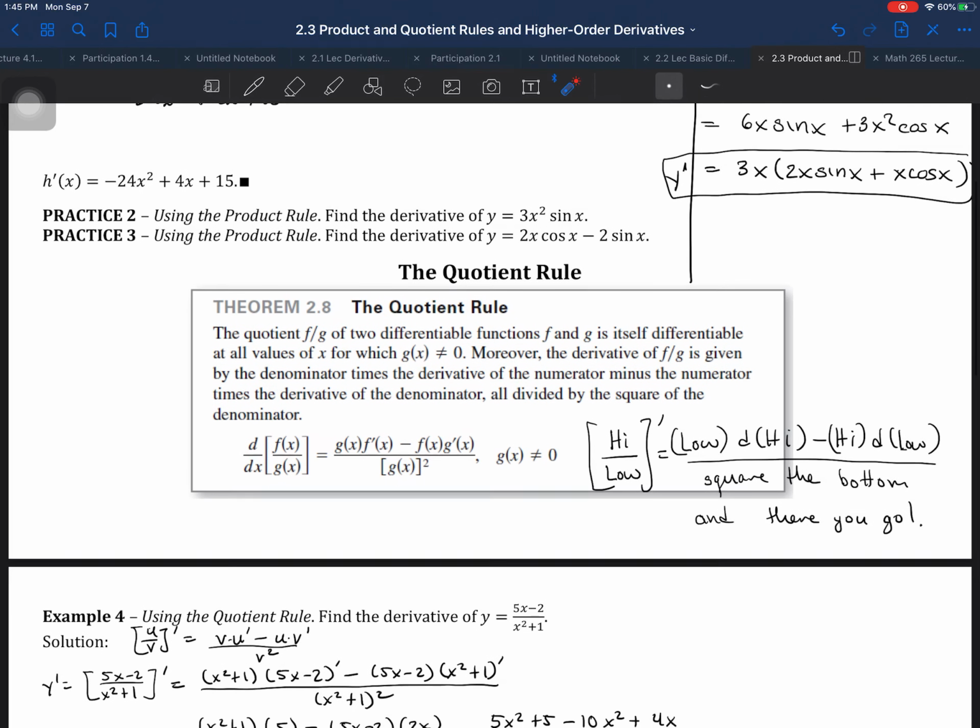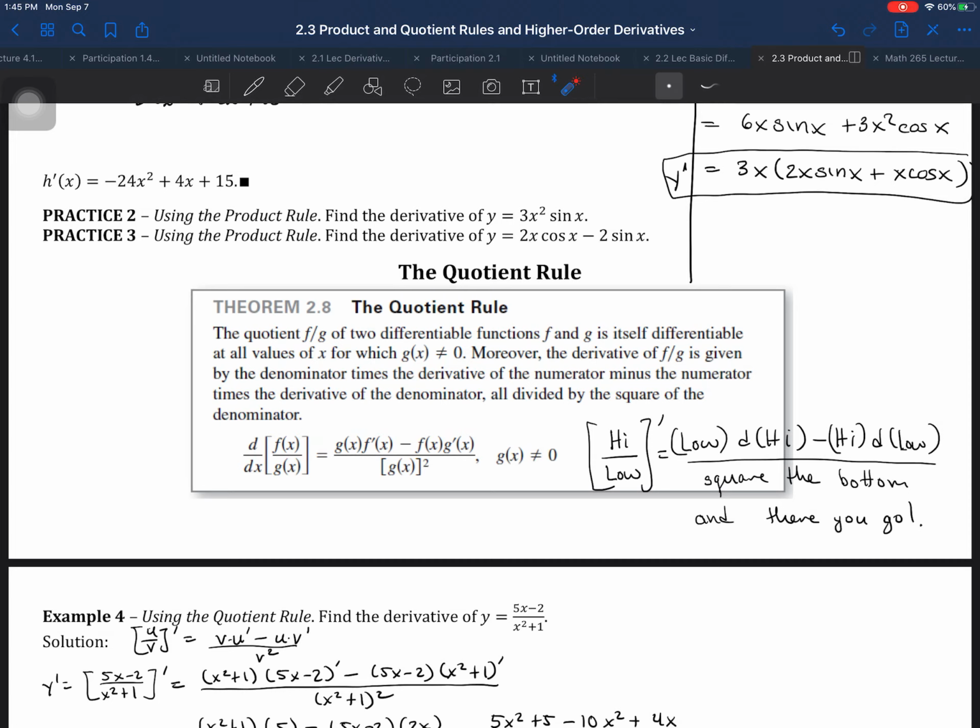Now you will hear me saying this in the recording, and also tomorrow in the lecture on Thursday. I often refer to this jingle that I learned when my teacher used to do this process. My teacher used to separate this into a high function and a low function. If you're taking the derivative of this division, my teacher used to say, start with the low: low d high minus high d low, square the bottom, and there you go.